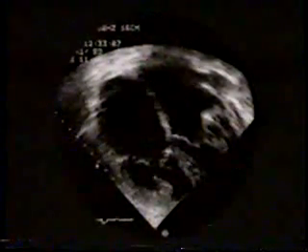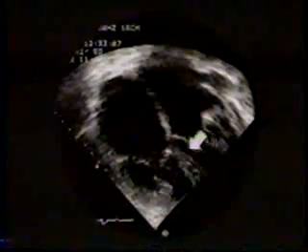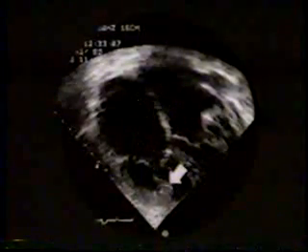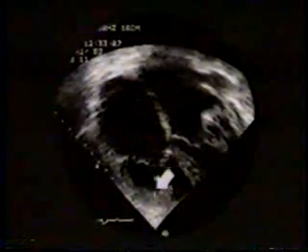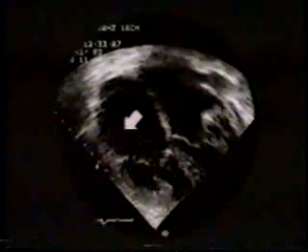This is the subcostal four-chamber view. Left atrium, left ventricle here. The right atrium is dilated, and the right ventricular cavity is enlarged, as well as the wall is hypertrophied. Observe these in real time.